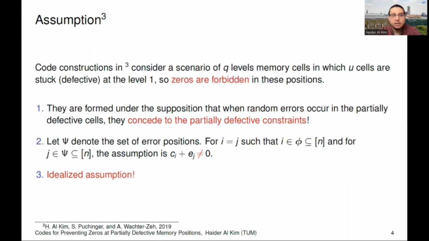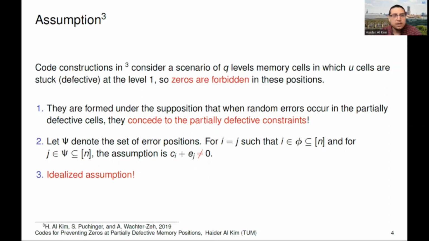The code construction in our work in 2019 considers a scenario of a Q-level memory cell in which U cells are stuck or partially stuck. Here we call it a partial defect at level 1. When it's stuck at 1, it means the zero value is forbidden. Why is the zero value important? It's of practical importance, because zero value means we are going to the erasing state, and we would like to avoid erasing the entire cell, rather than just increasing the level.